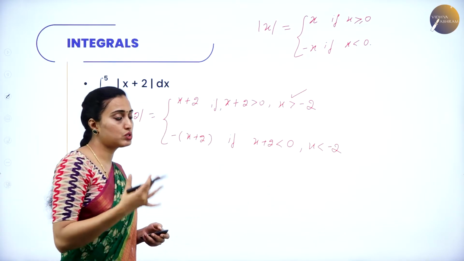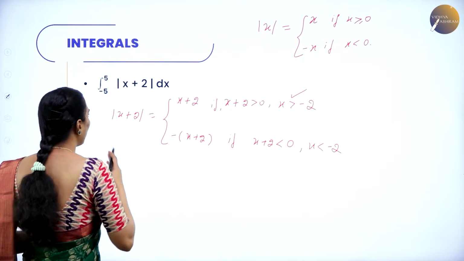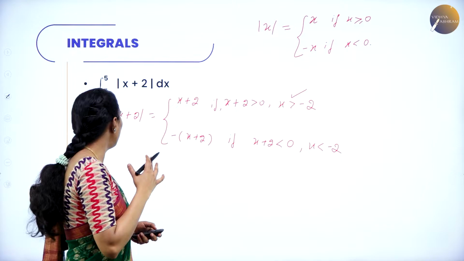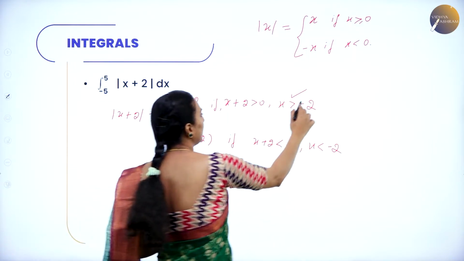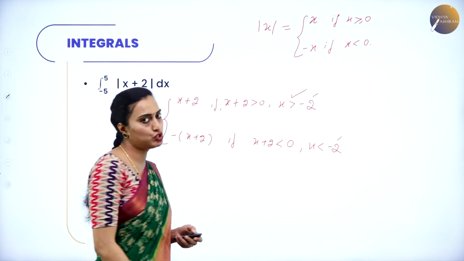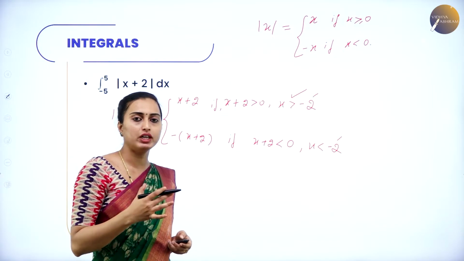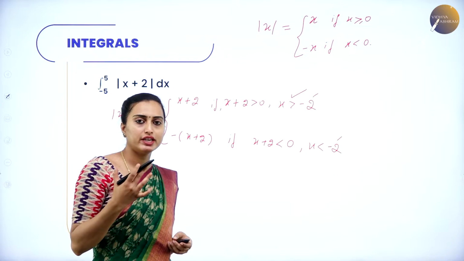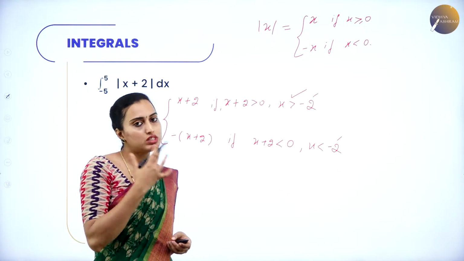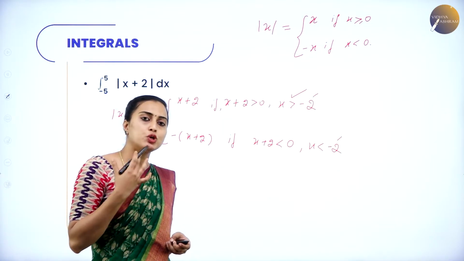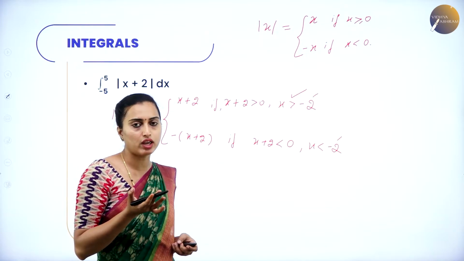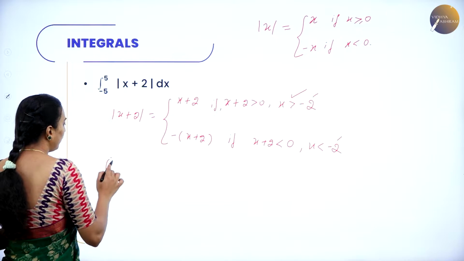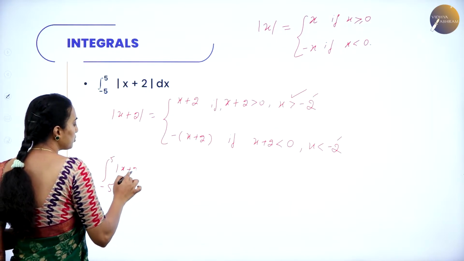So this is what you have to know, dear students. According to this, you can split up minus 5 to plus 5, in between you can take the limit as minus 2. According to the properties of integrals, the integral from a to b of f of x dx can be split as the integral from a to c of f of x dx plus the integral from c to b of f of x dx. That's it.